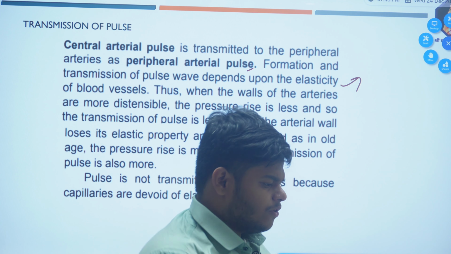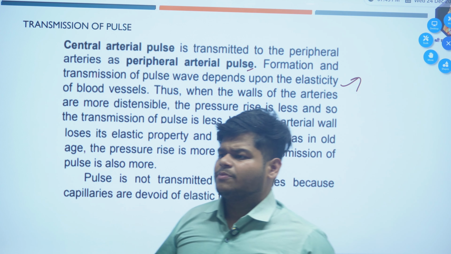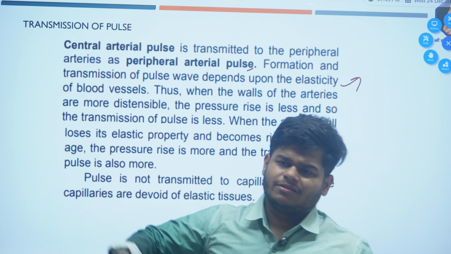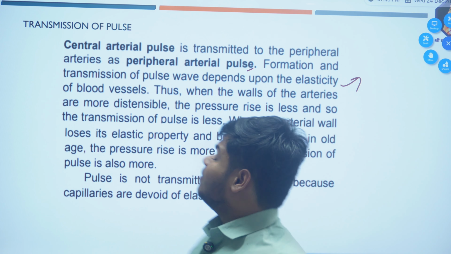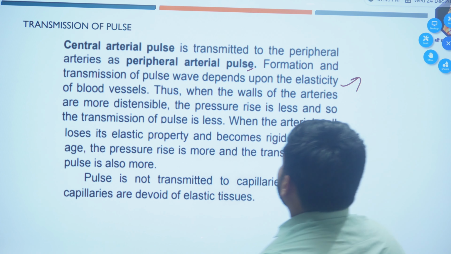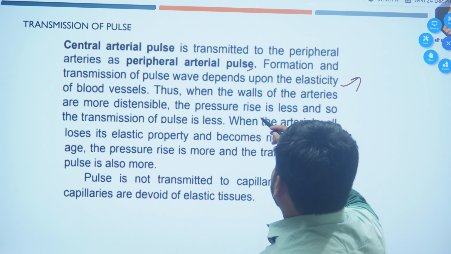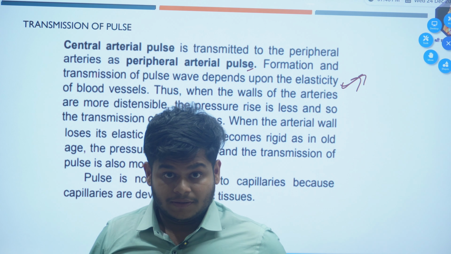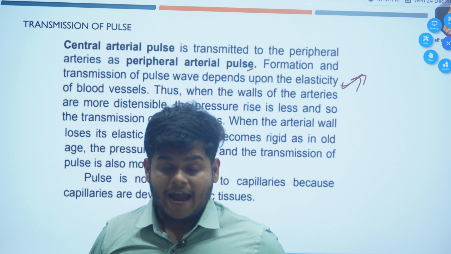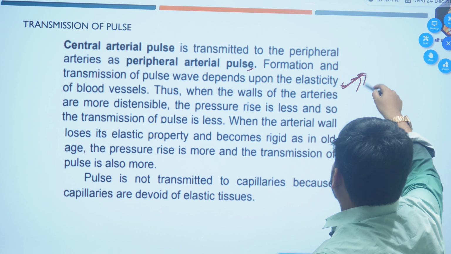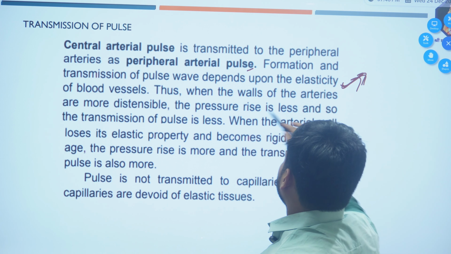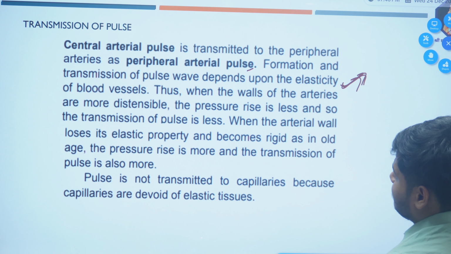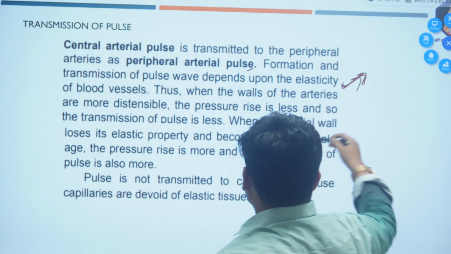Now, elasticity of vessels. Some vessels become rigid with age. We will see that in the next point. Formation and transmission of the pulse wave depend upon the elasticity, how stretchable that blood vessel is. Its formation and transmission are dependent on that elastic property of the blood vessel. Thus, when the walls of the arteries are more distensible, the pressure rises less.